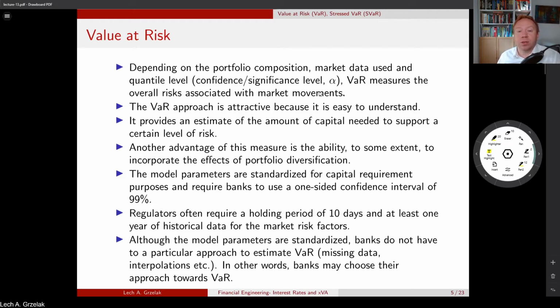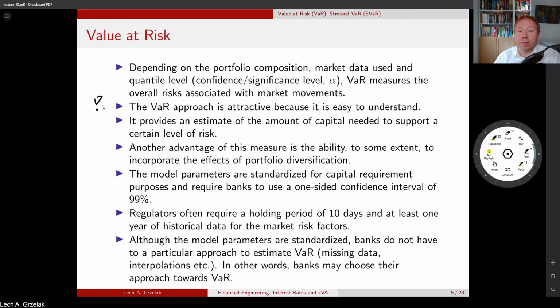Of course, that's always easy. If you can compare two numbers, then you know where you have more or less risk. The VaR approach is very attractive because it's easy to understand. As I have explained, the whole VaR methodology is essentially in one slide, just the previous slide. I'm pretty sure you understand, especially after the previous lecture, what the main idea is.